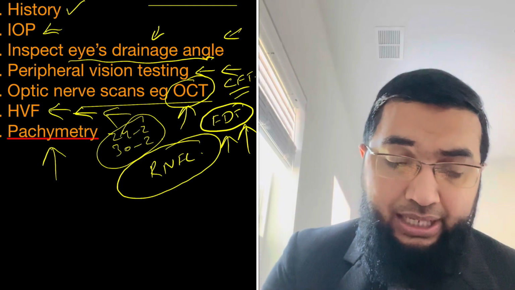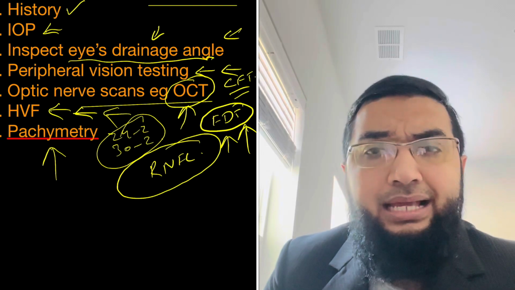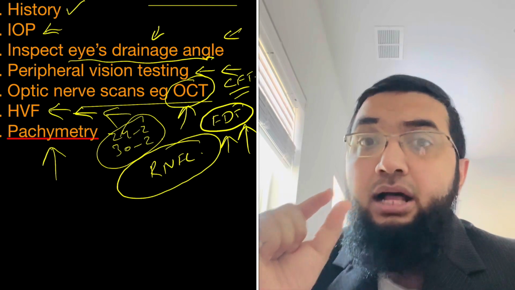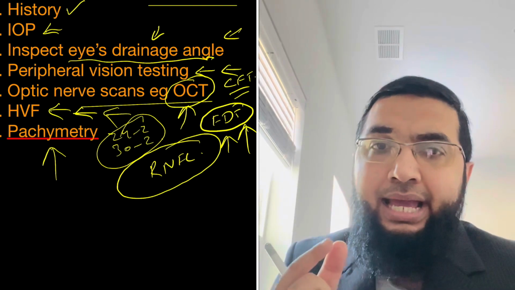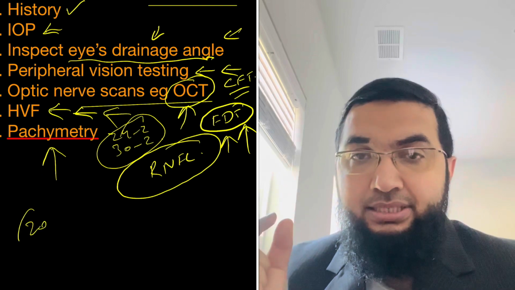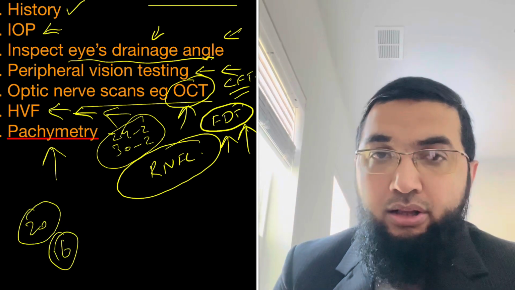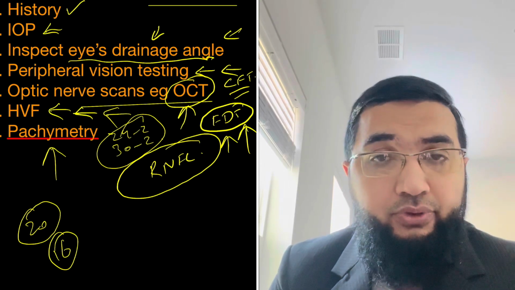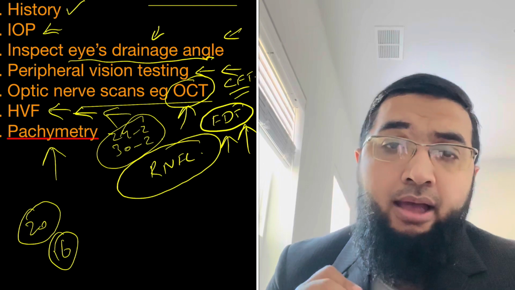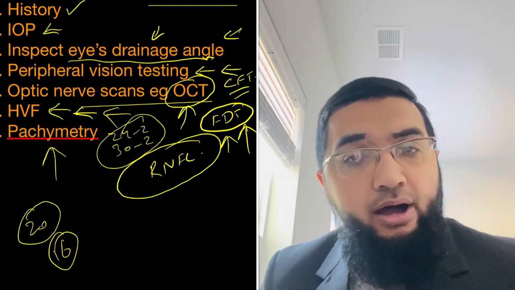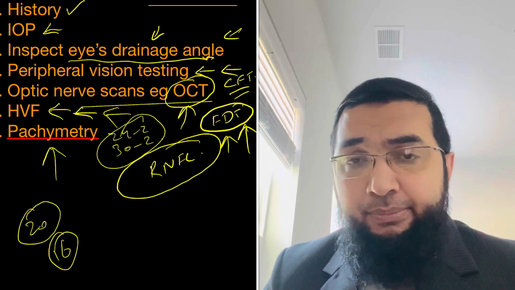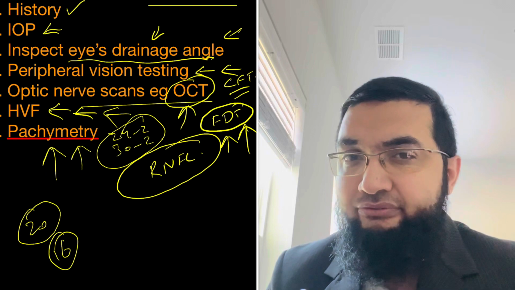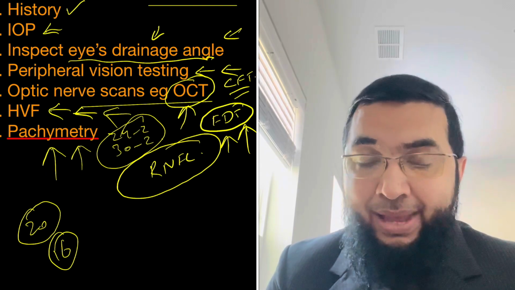And pachymetry is like a B scan of the front of the eye, but it does an ultrasound part of the cornea, and it tells us about the corneal thickness, and from that thickness we can tell whether the pressure of 20 is higher for you, or whether the pressure of 16 is higher for you. So pachymetry is one of the favorite tests that I try to offer if I am able to, depending on the place I am working, depending on the equipment I have available, because not every practice has this pachymetry testing.